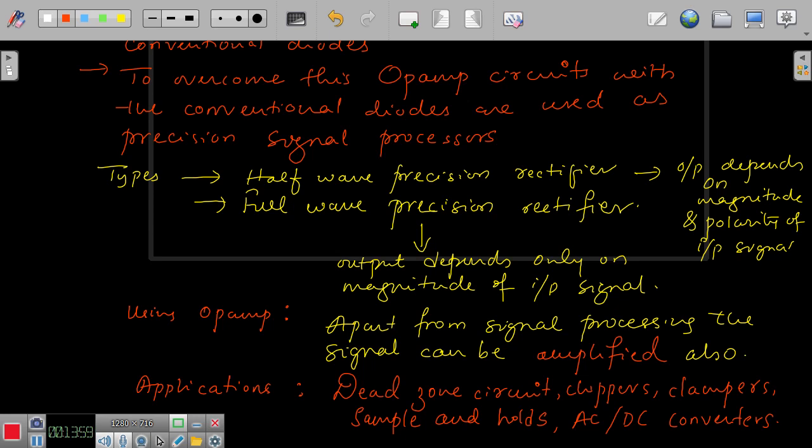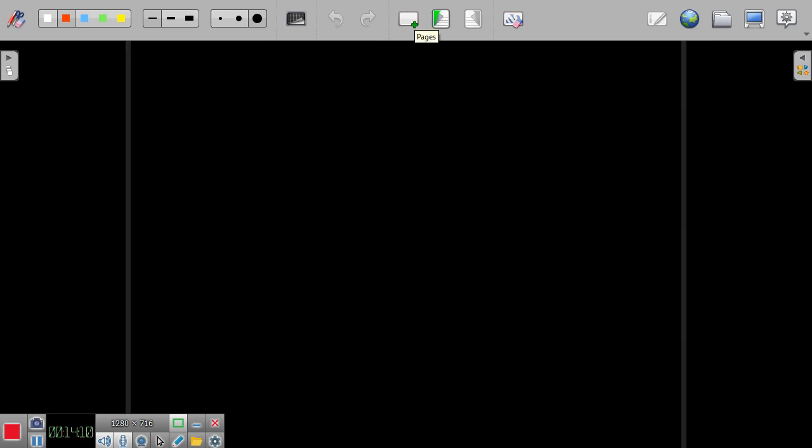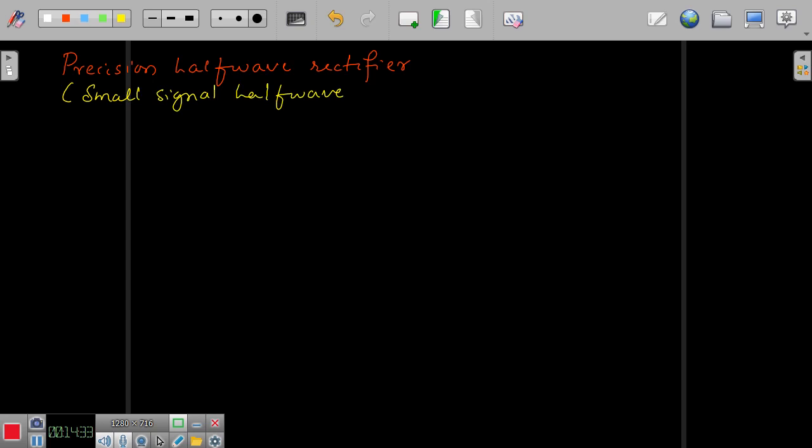So now with this brief background, let us move on to the first circuit, that is the small signal half wave rectifier. It is also referred to as the precision half wave rectifier, right? And in some cases it is also referred to as the small signal half wave rectifier. Both names are used. Small signal, you know why we are using the very word small signal here.